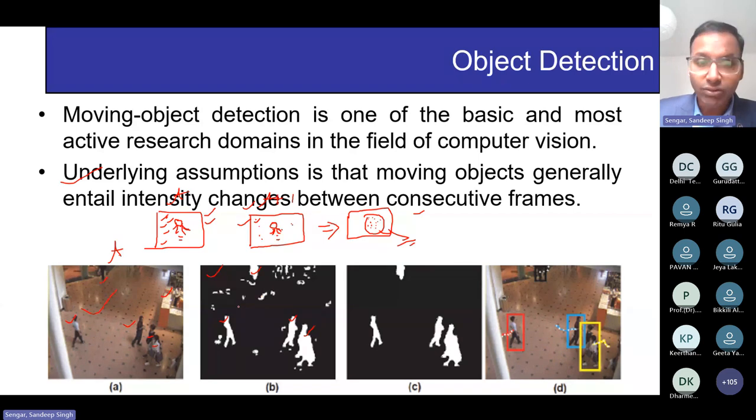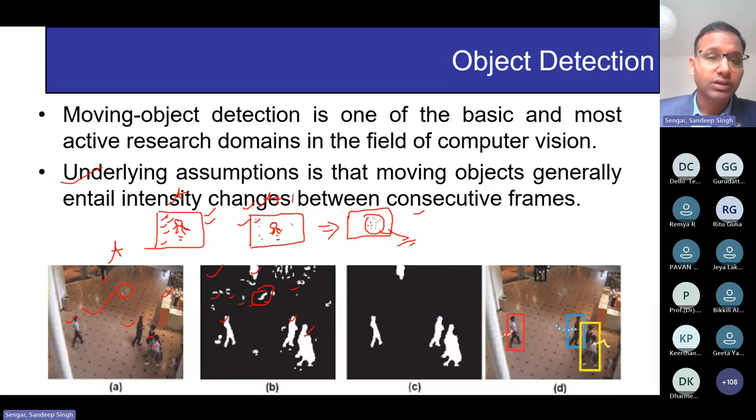But along with these moving object parts, we get some noisy parts. This noise might come due to illumination variation, different lighting effects, or camera shaking. So many reasons are there. For example, here the light is illuminating, so this background becomes foreground because in the next frame this light might change. But we are interested only in the moving object parts.